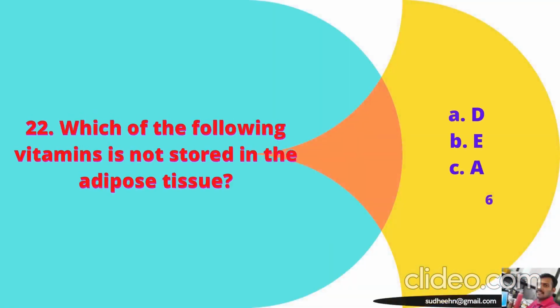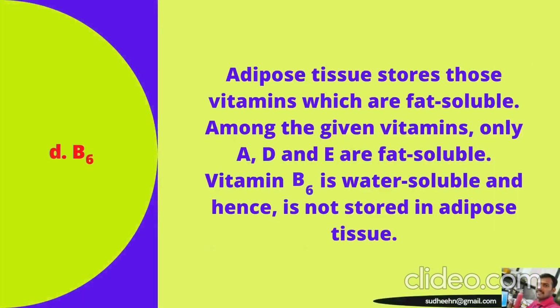Question number 22. Which of the following vitamins is not stored in the adipose tissues? Option A, D, option B, E, option C, A, and option D, that is B6. And the right answer is vitamin B6, because adipose tissue stores those vitamins which are fat soluble. Among the given vitamins, only A, D, and E are fat soluble. Vitamin B6 is water soluble, and hence it is not stored in adipose tissue.